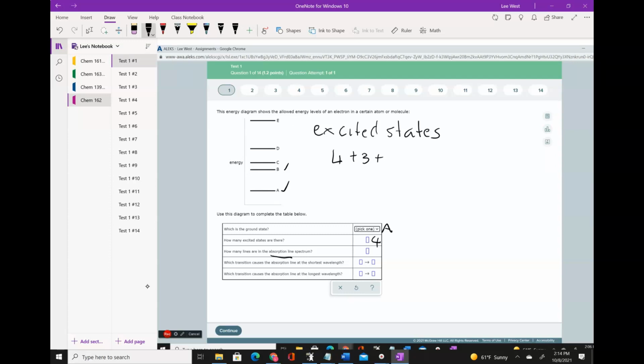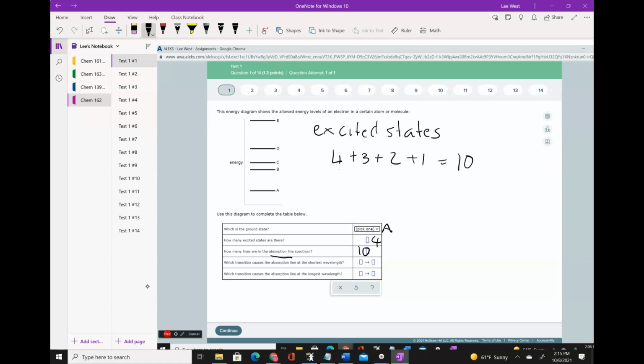Now there are those that begin at the second excited state. There are 2 of those. And then finally, there's one that begins at the third excited state, and there's just the 1 of those. So there we go. 4 plus 3, that's 7, 9, and there are 10 lines that we would expect to see in the absorption line spectrum of this particular species. Okay, so tallying those up is not too bad.